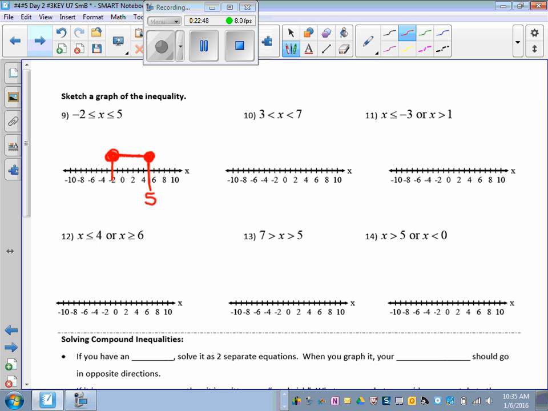Again, we have another and statement. So let's put our mark at 3. And we have 7. Again, go ahead and label these. And at 3, open or closed? Open. And at 7, open or closed? Very good. And we have everything in between. This is an and statement, so just those numbers in between.